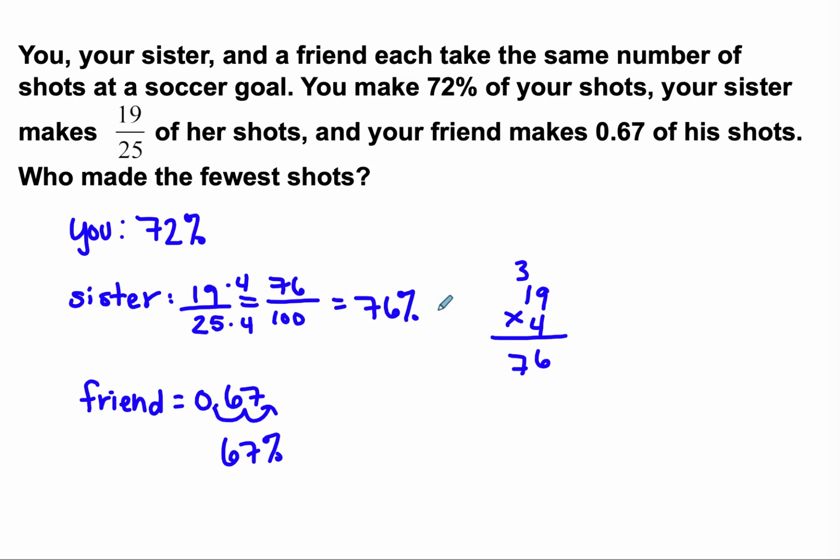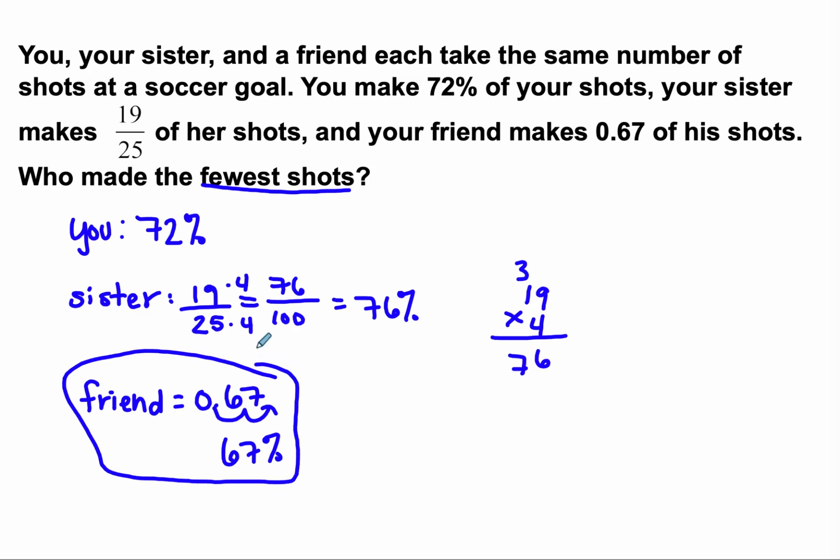No matter how you're changing them, you do need to show the work, even if that work is just moving the decimal. Okay, who made the fewest shots? 72%, 76%, 67%. So the fewest shots, that was the friend. That has the lowest amount.